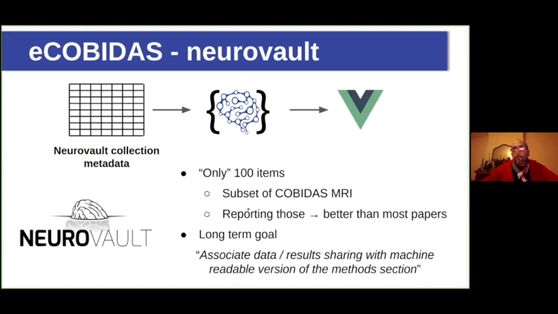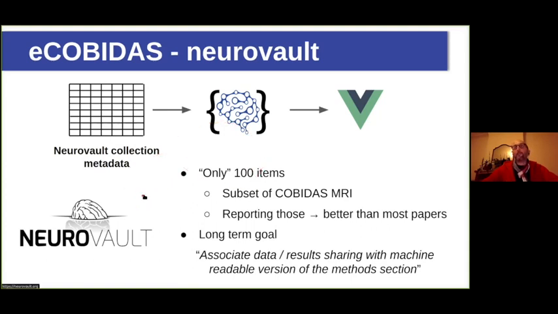Another idea is that one of the long-term goals of the project is that when we share results or when we share data, we want to be able to associate those data, those results, with a machine readable version of the method section of a paper, right?